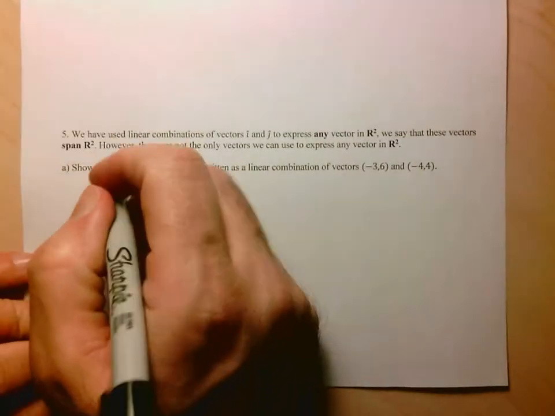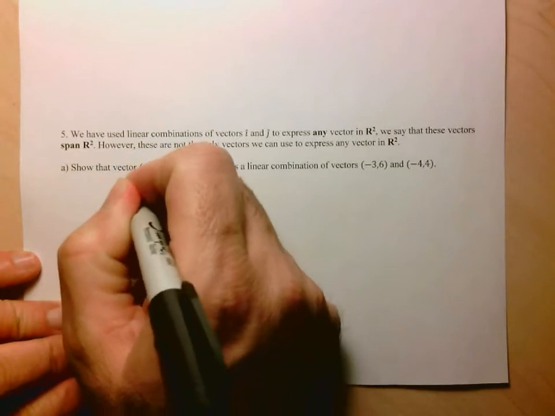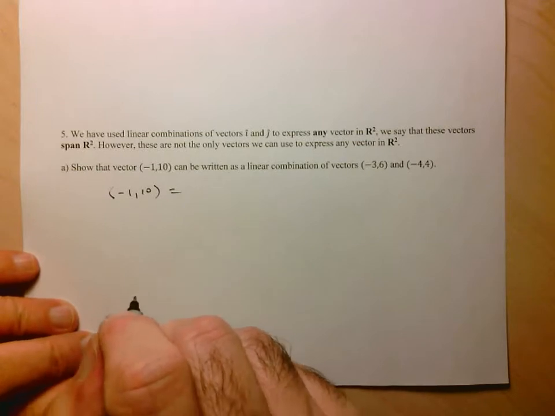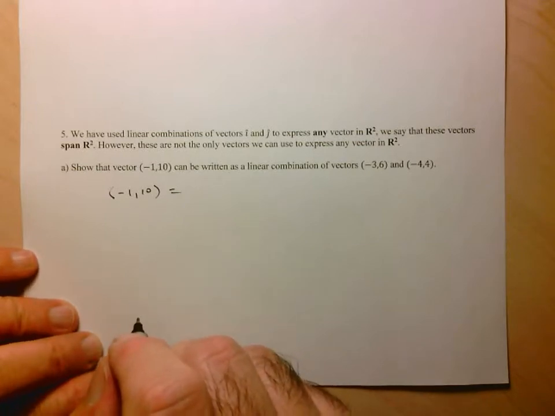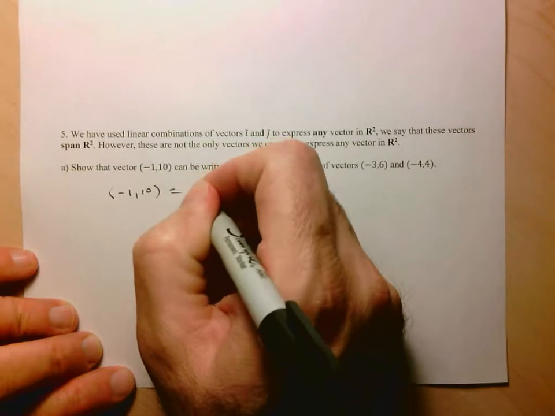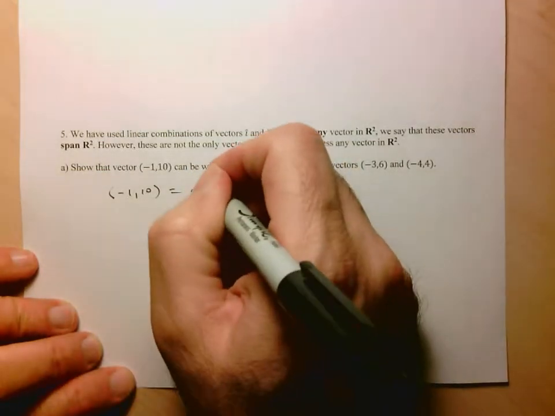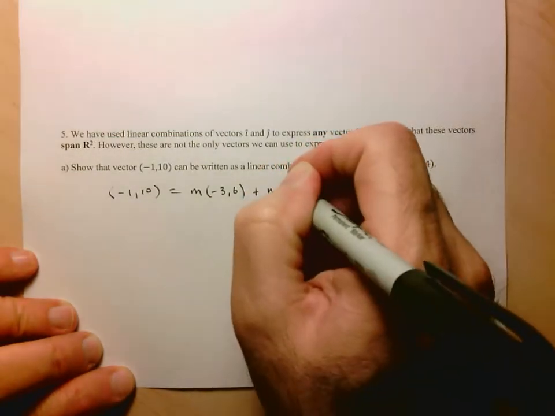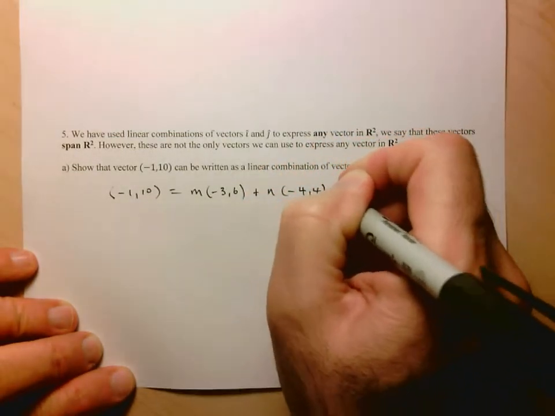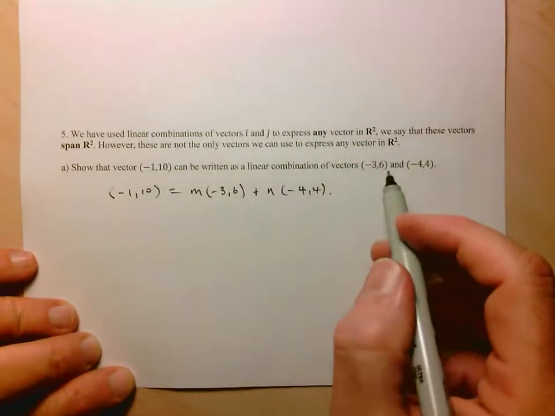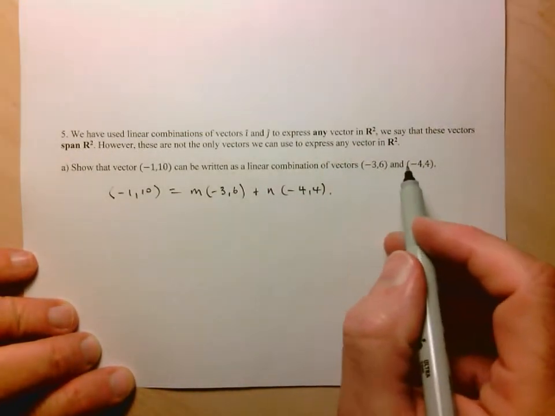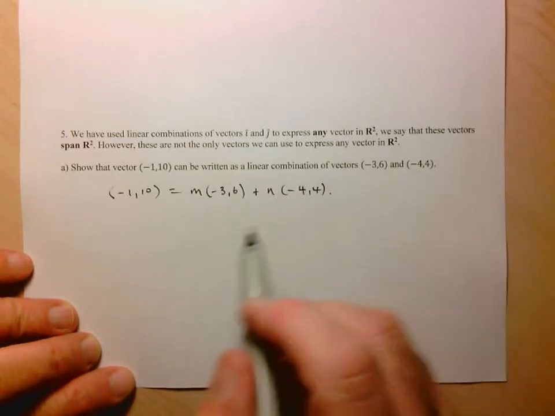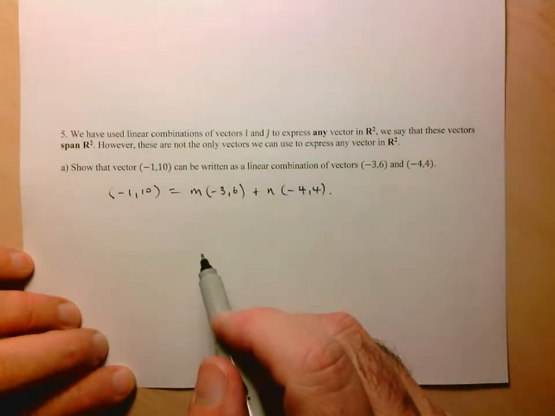Essentially, we need to be able to write (-1, 10), this vector here, as a linear combination, so I'll choose m and n to represent my scalar multiples. It has to be written as some scalar multiple of (-3, 6) plus some scalar multiple of (-4, 4). Since these two vectors are non-zero and non-collinear, this should be doable. These are what we call basis vectors for R2. Let's see how we can do that.